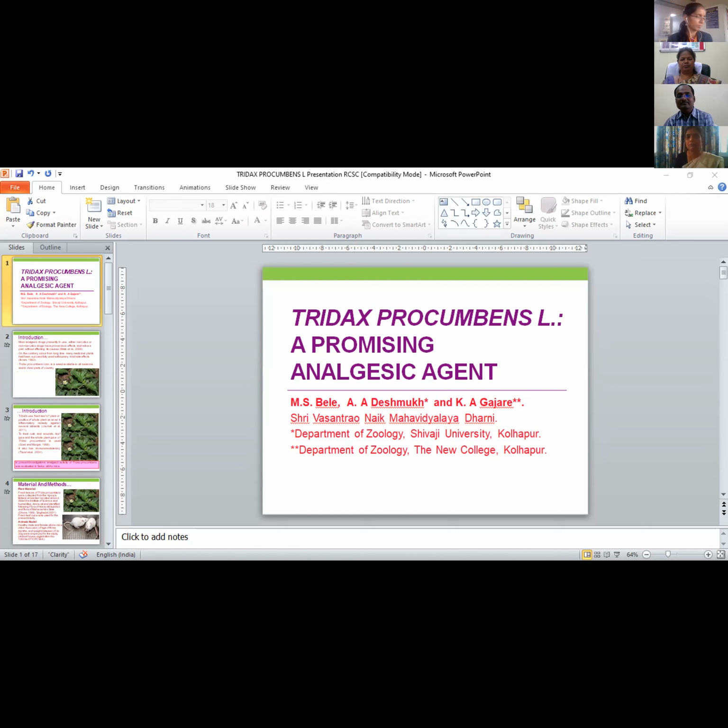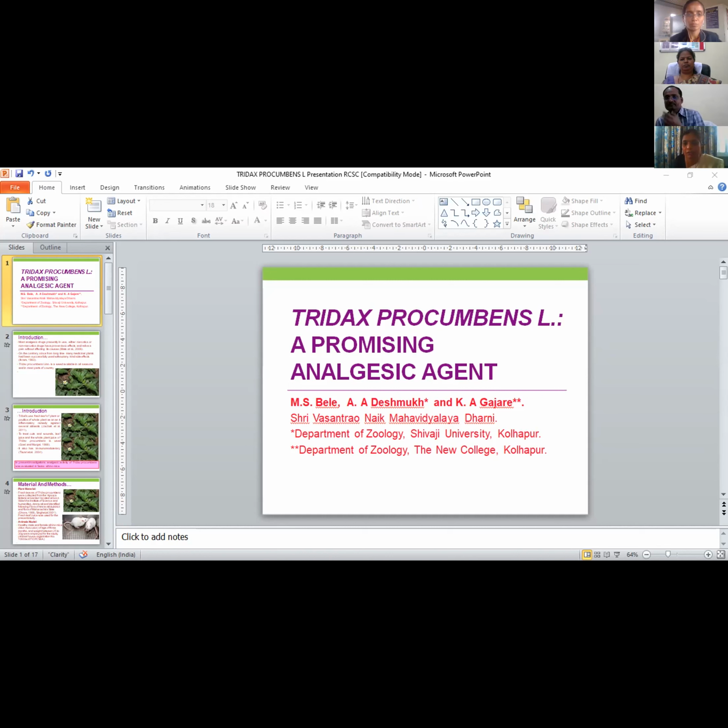Most of the analgesic drugs, narcotics or non-narcotics, have some kind of side effects, and most of the time they do not cure the root of the pain. That's why we are trying to find a plant-based painkiller or analgesic agent, which may be more useful as compared to the presently available painkillers.